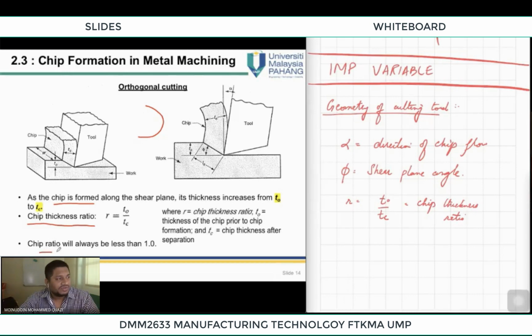Chip ratio will always be less than 1.0, because TC, the thickness of the chip, is always greater than the initial depth of cut thickness. That is why this ratio R is always less than 1. Remember that. So this is the chip thickness ratio. Let's move to the next slide.